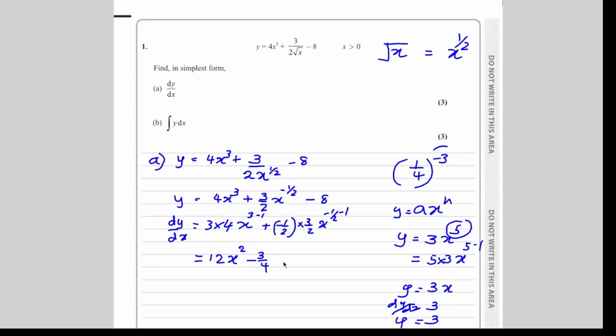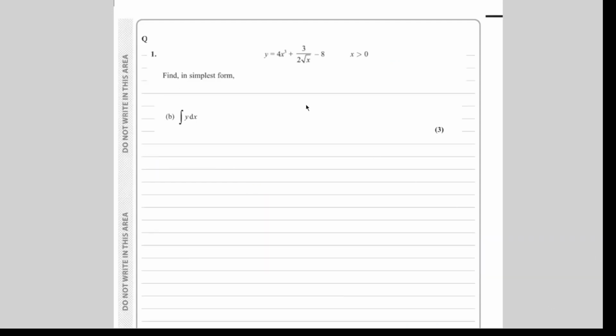3 over 4 x minus half minus 1 minus 3 over 2. This is the answer. Let's go to part B, integrate. So we need to integrate the same equation.